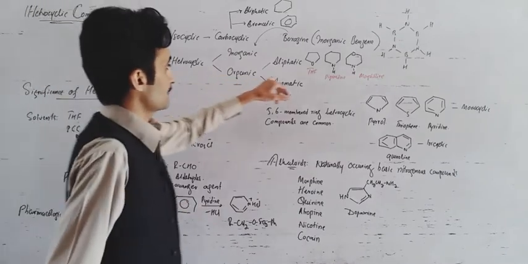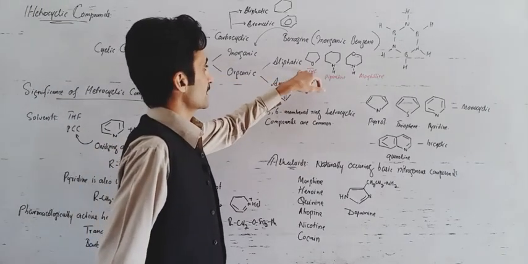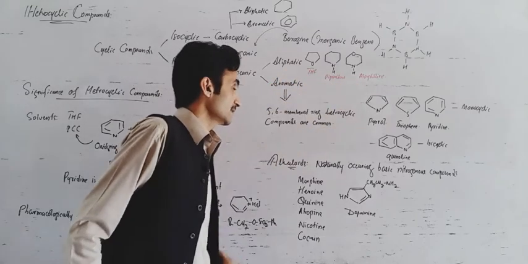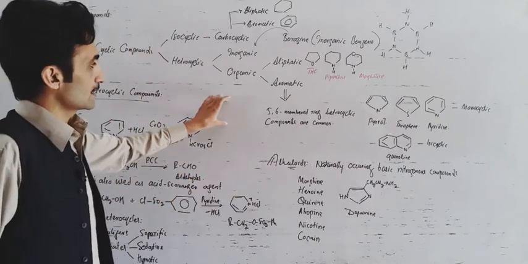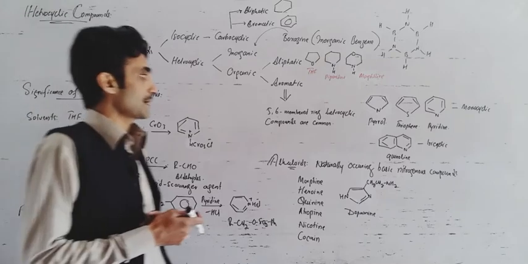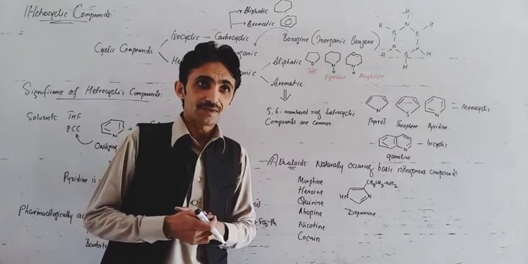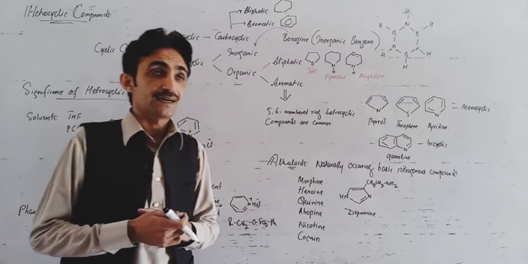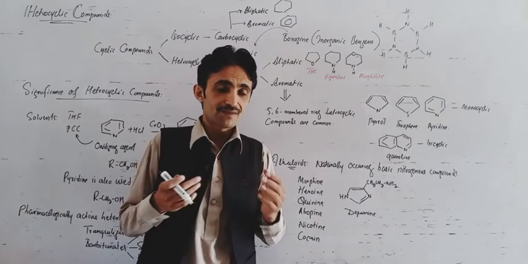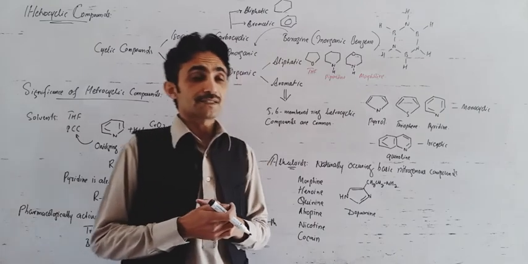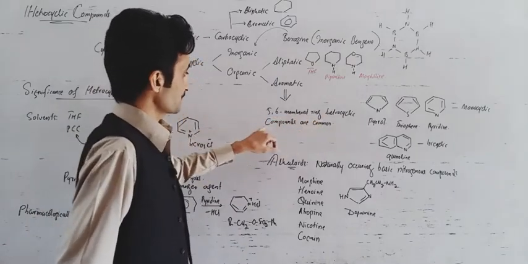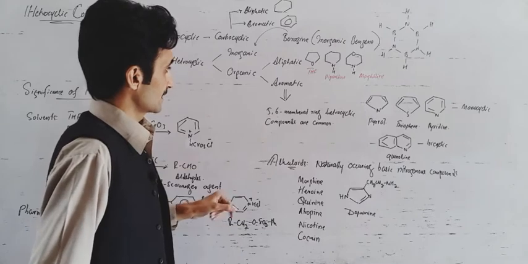Here we have tetrahydrofuran (THF) as an example of an aliphatic heterocyclic compound, along with piperidine and morpholine. These are all aliphatic heterocyclics. But as far as aromatic heterocyclic compounds are concerned, they are very important, especially five- and six-membered ring compounds in organic chemistry. Basically heterocyclic chemistry is a branch of organic chemistry that addresses a large category of compounds. So five- and six-membered heterocyclic compounds are very common in organic chemistry.